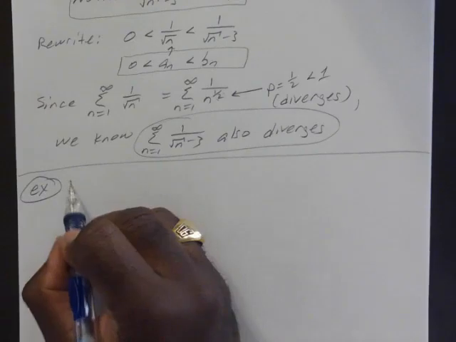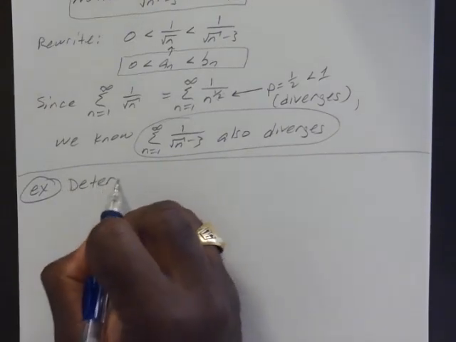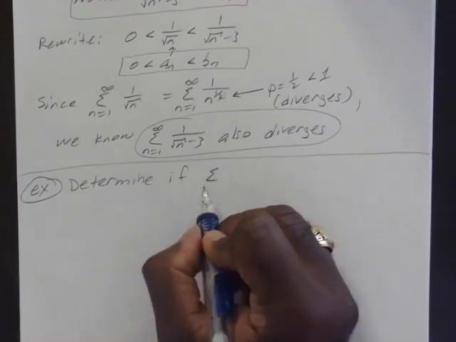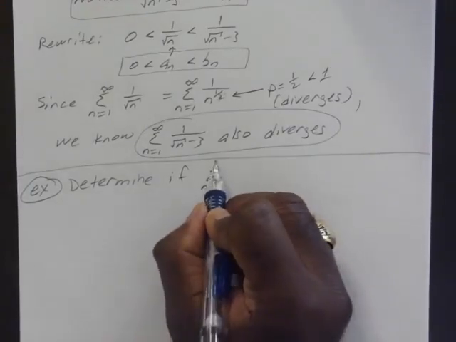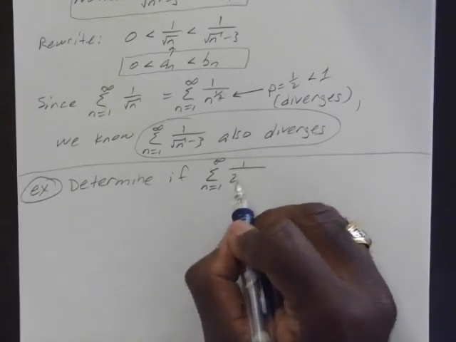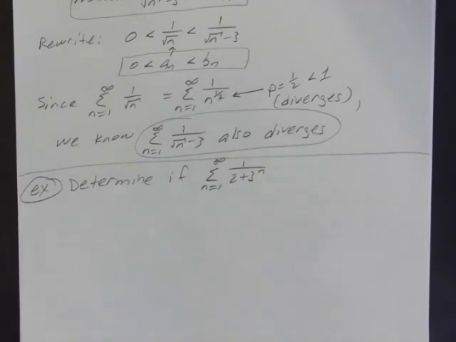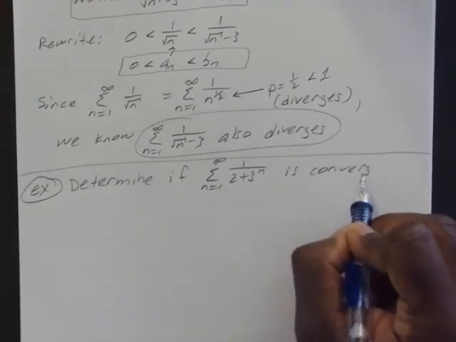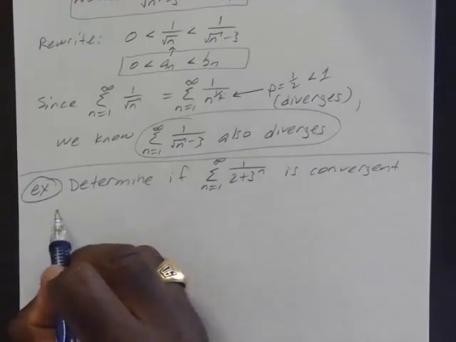So what if we wanted to determine if the series 1 divided by 2 plus 3 to the power of n is convergent or divergent?